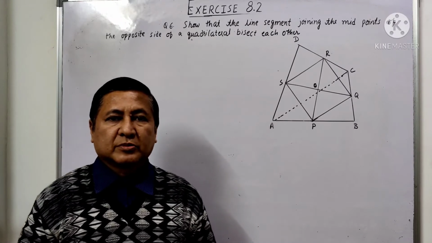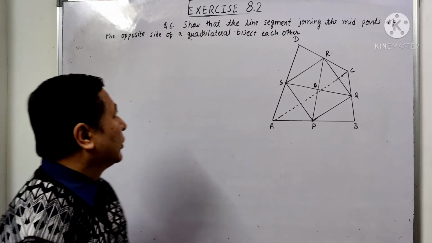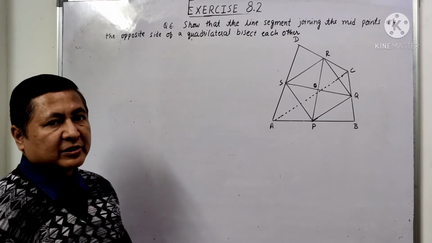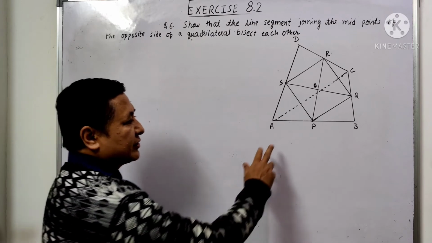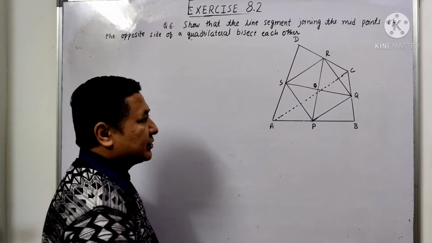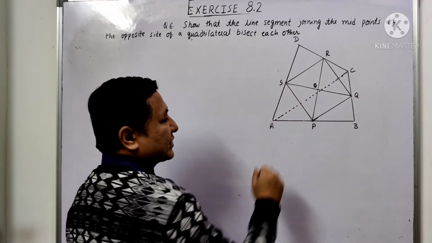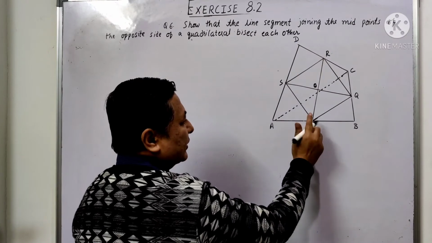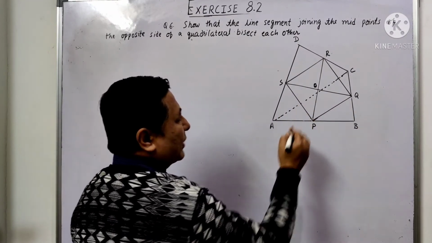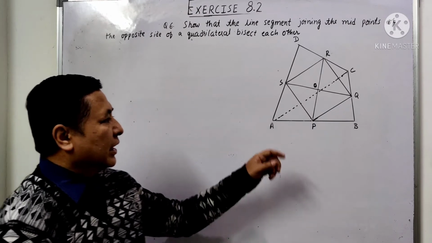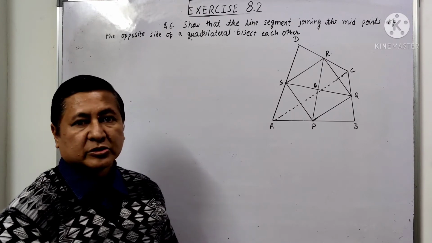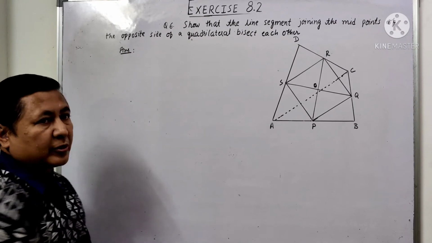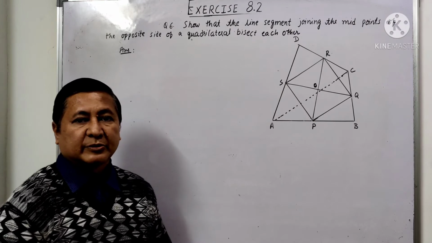Now let us solve question number 6 of exercise number 8.2. Show that the line segments joining the midpoints of opposite sides of a quadrilateral bisect each other. In this question it is given that ABCD is a quadrilateral and P, Q, R and S are midpoints, and we have to prove that RP and SQ bisect each other. That means we have to prove that RO is equal to PO and SO is equal to QO. Now let us solve this. In this we are using the theorem known as the midpoint theorem.